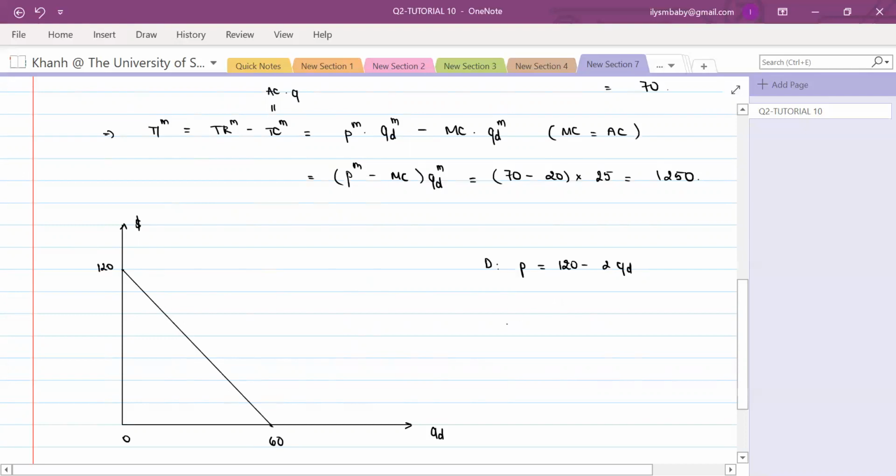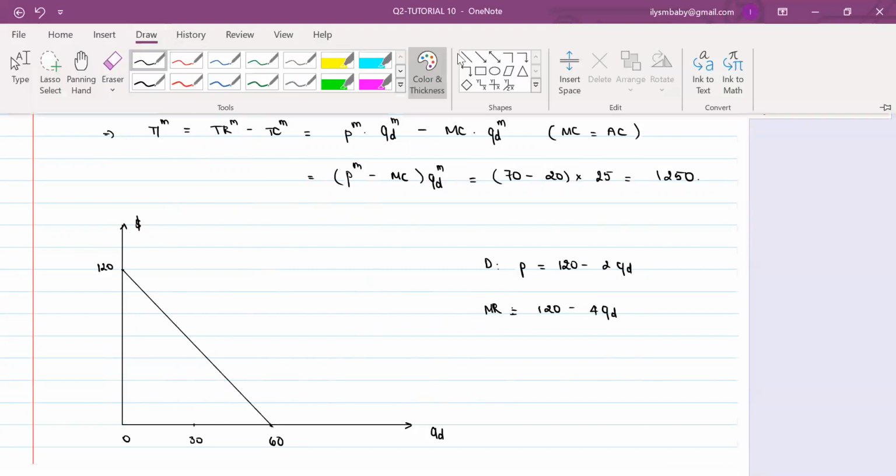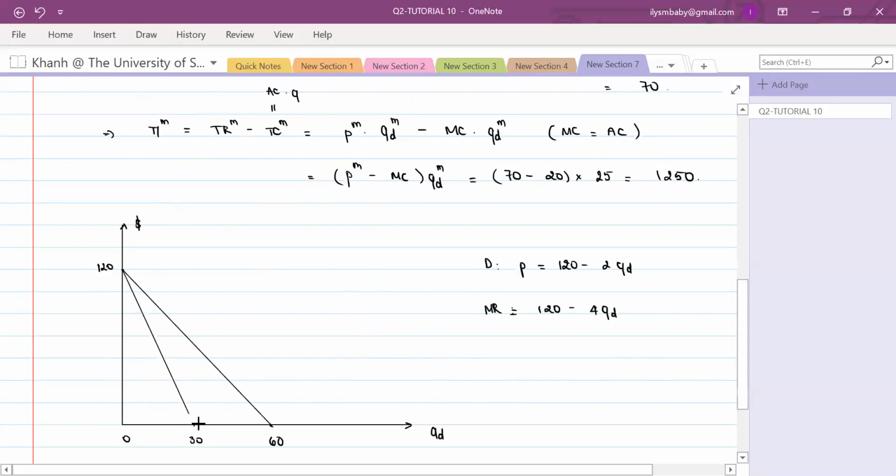Okay, so my marginal revenue is equal to 120 minus 4QD, which I found earlier. I know that when QD equals 0, marginal revenue equals 120, so the vertical intercept is the same. And when marginal revenue is equal to 0, QD is going to be equal to 30, which is half of the horizontal intercept of the demand curve, which is what we already know. Okay, so my marginal revenue is going to be like this.